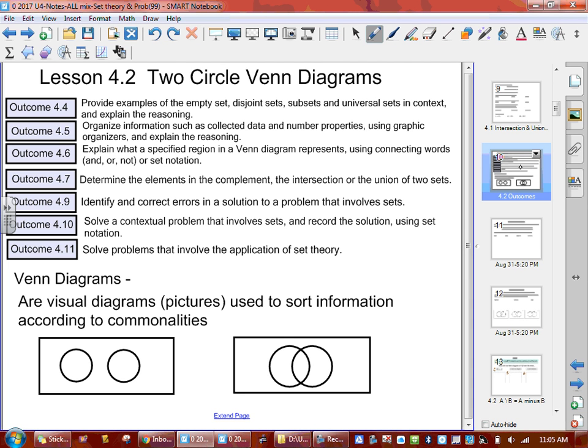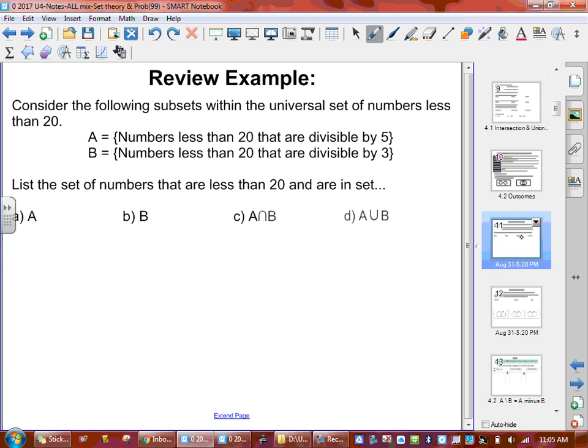Okay, lesson 4.2, we're talking about two-circle Venn diagrams. So what the heck is a Venn diagram? They are a picture, basically, that represents the information you're trying to sort, okay? Now, sometimes they have just simple circles inside, sometimes they have overlapping circles inside. The overlapping circles are when we have things that are in common.